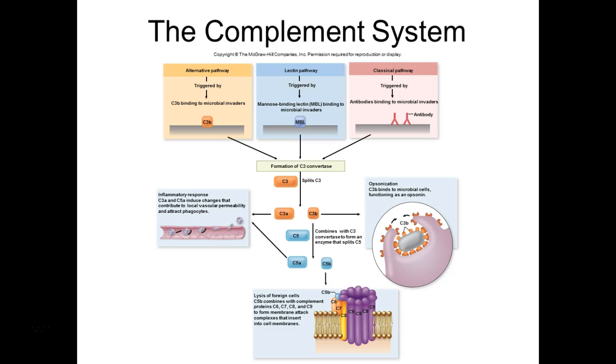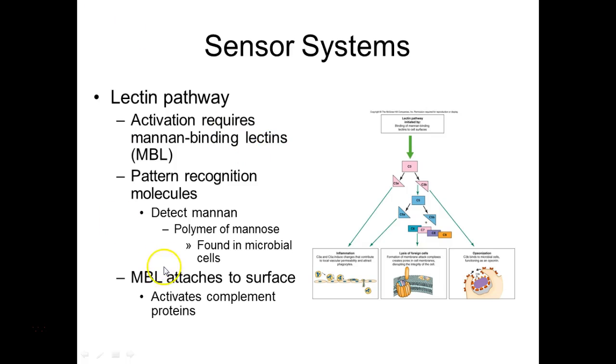So the other pathway that wasn't shown in the video, and I'm going to switch back to my other slide where it has the description for you guys. This pathway, the activation requires mannan-binding lectins. So it's a pattern recognition molecule, right? It's recognizing a particular pattern. So just like before, we recognize lipopolysaccharide and peptidoglycan and flagellin protein.